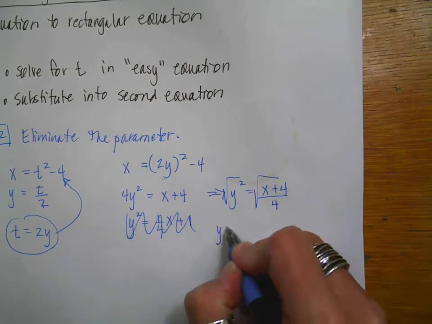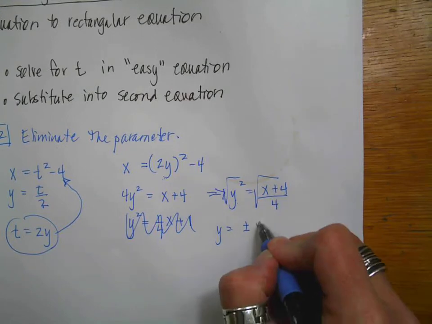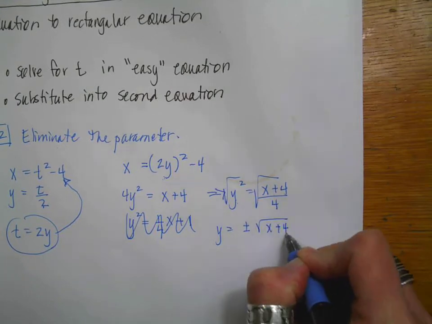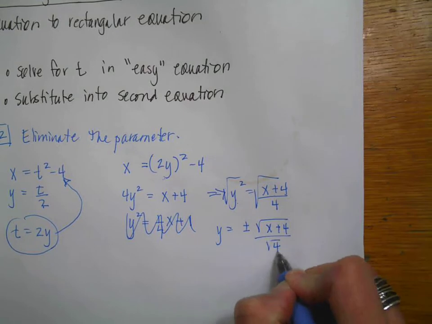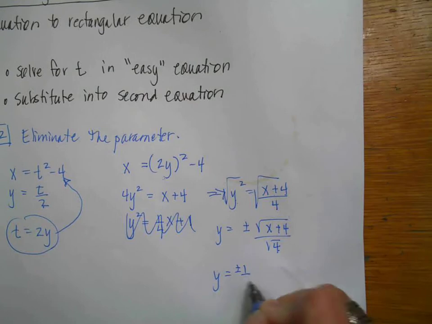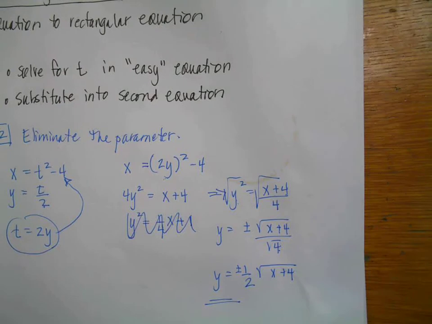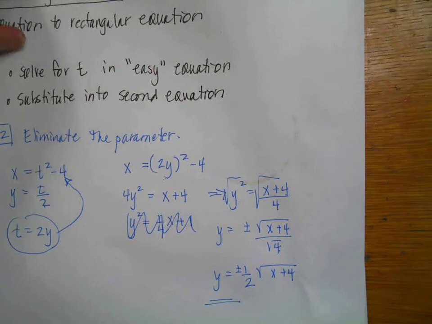So now I take the square root of both sides, and I'm going to get y is equal to plus or minus. When I have a fraction under a radical, this is the square root of x plus 4 over the square root of 4, which is 2. So I'm going to get y is equal to plus or minus 1/2 times the square root of x plus 4. And then that would be my new equation without the parameter. Okay, so now let's go the opposite direction.